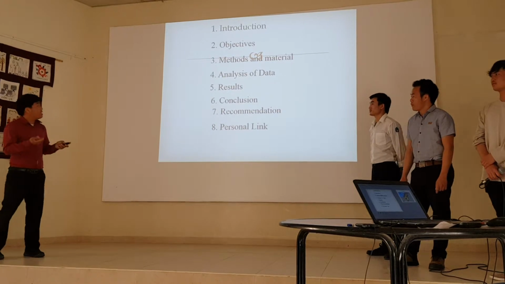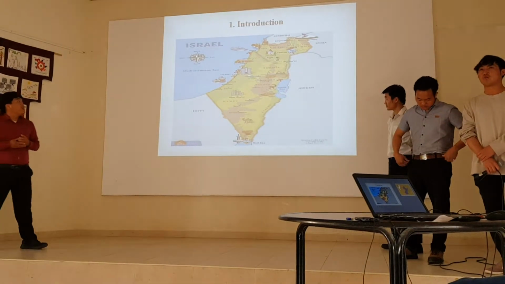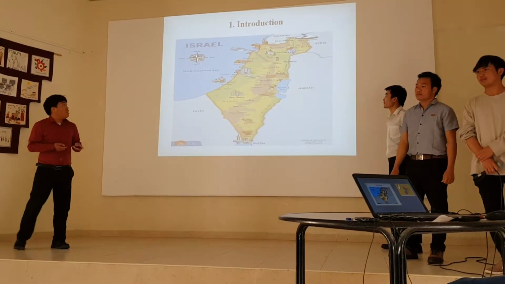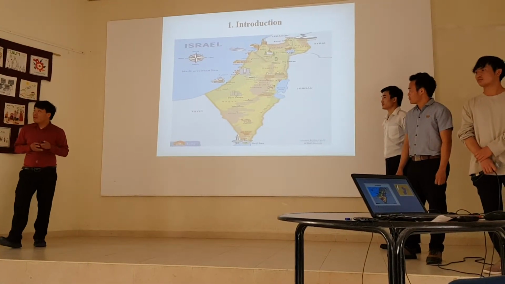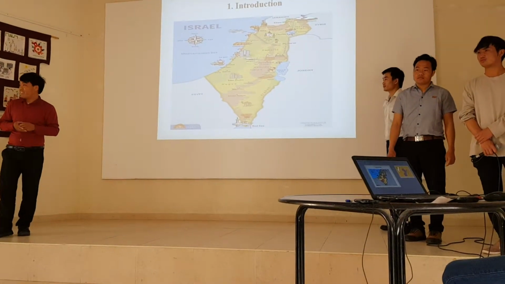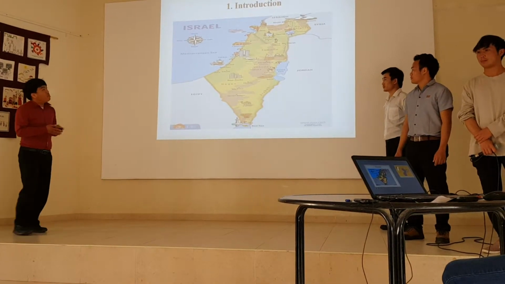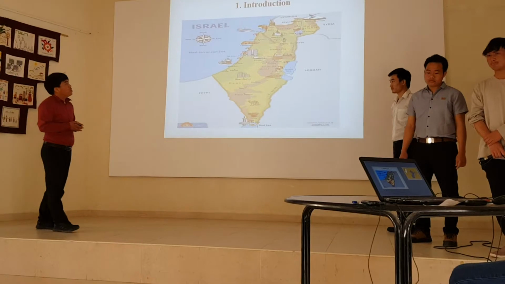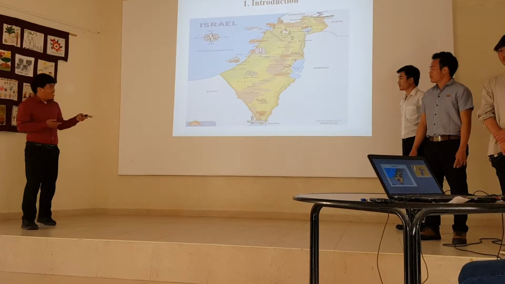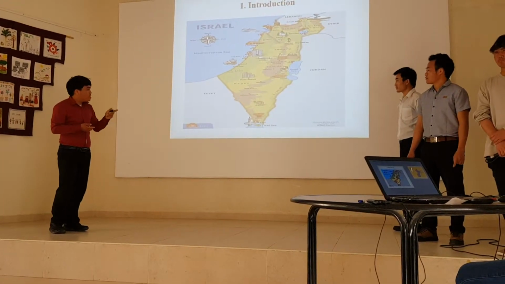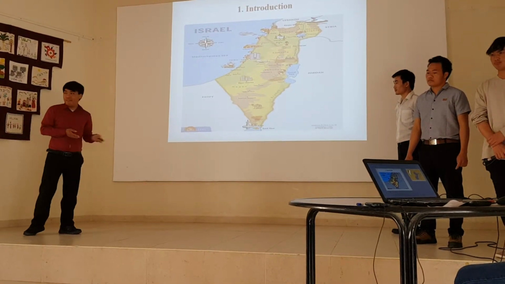So let's restart with number 1, the introduction. This is the map of the X layout. The X layout has a total area of 22,145 square kilometers. You can see the map of the X layout here. The north has a border with Lebanon, the east has a border with Syria, the south has a border with the Red Sea, and the east has a border with India.